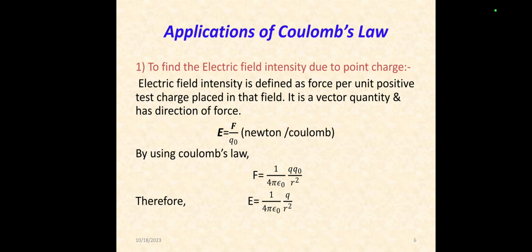So by using the electric field intensity formula, that is E is equal to F upon Q naught, we are replacing the value of F in E. So E is equal to 1 upon 4 pi epsilon naught into Q upon R square, because the denominator Q naught and the numerator Q naught cancel each other.